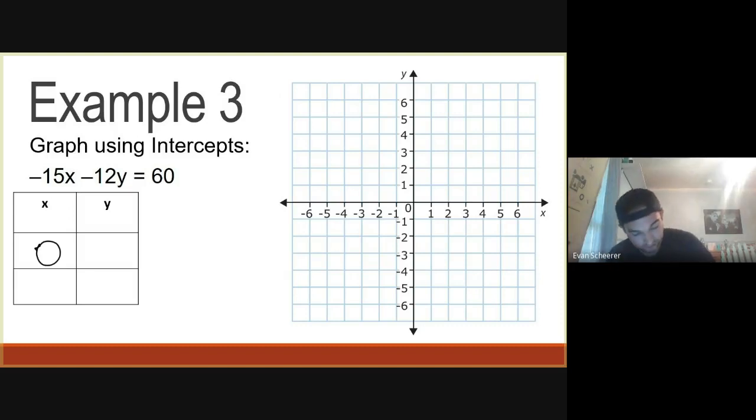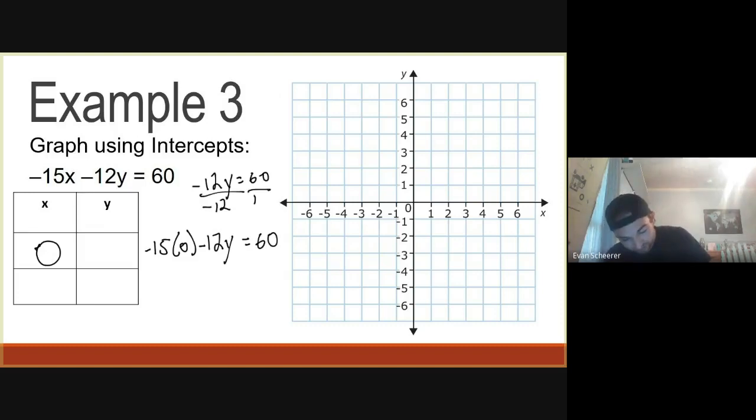So that means we're going to do negative 15 times 0 minus 12y equals 60. Notice, that's just going to give you negative 12y equals 60. We're going to divide negative 12, divide negative 12, and y equals negative 5. So now I just found my y-intercept.